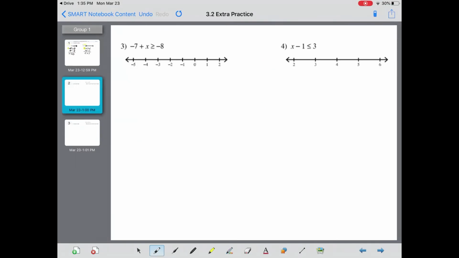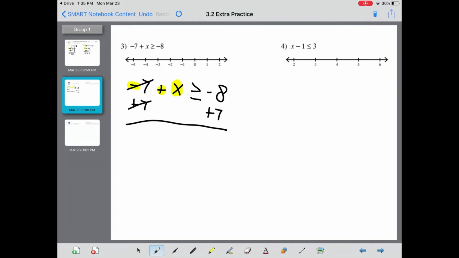I want you to skip ahead, take a look at 3 and 4, and then we're going to take a look at 21 and 22. Number 3 has negative 7 plus x is greater than or equal to negative 8. Now, although we want to get x alone, and although we see a plus sign here, the value of our 7 is negative. So to get rid of it, we need to add 7 to both sides. Negative 7, positive 7 cancel, and x is greater than or equal to negative 8 plus 7 is negative 1. So we put a closed dot on negative 1, and our arrow goes to the right. All values greater than negative 1.